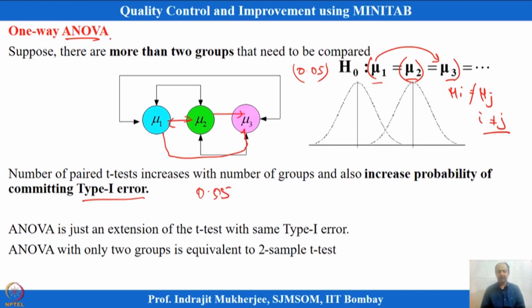This is an extension of the 2 sample t test, but there are more than 2 levels that we want to check, and there is only a single factor. That one factor will have different levels, and I want to check whether, when I change the levels, it is impacting the mean CTQ or not. That is our objective here.